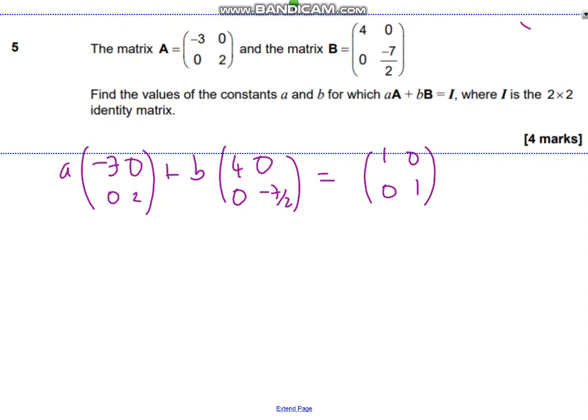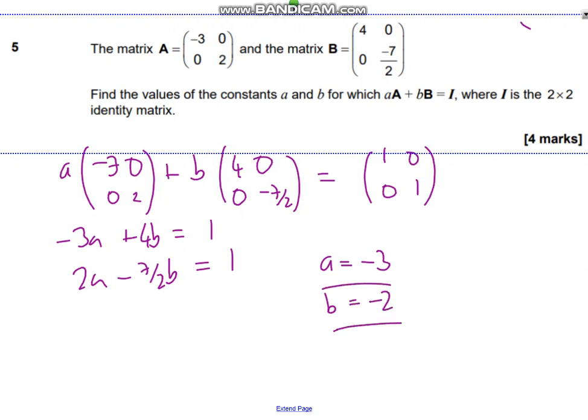We can now just multiply these matrices out, so that gives us minus 3a plus 4b is equal to 1, and 2a minus 7 over 2 b is equal to 1. If you just plug those into your calculator, I'm not going to go through that again, your a is minus 3 and b is minus 2.